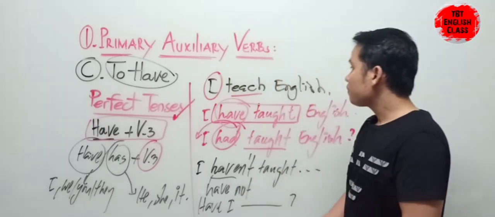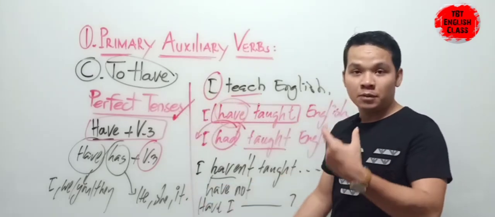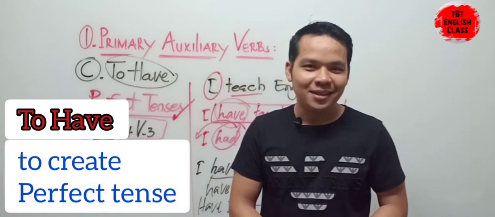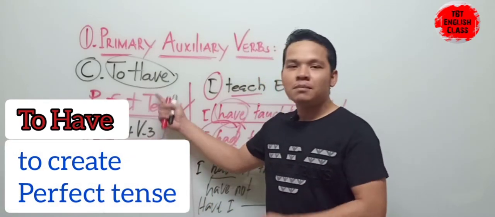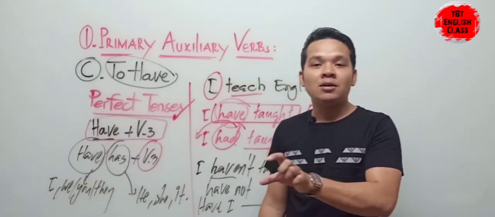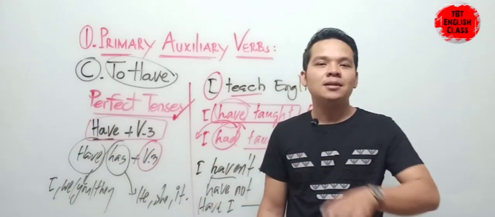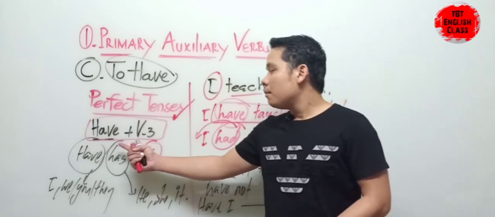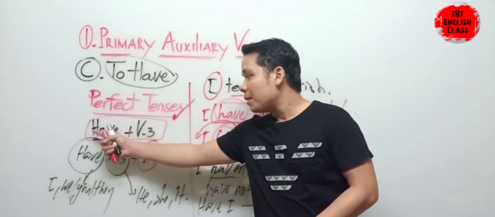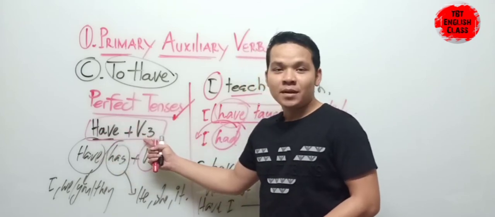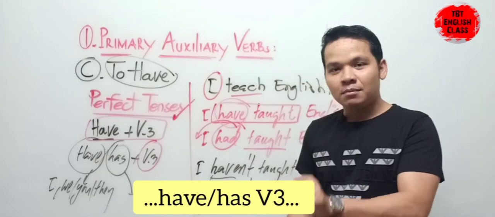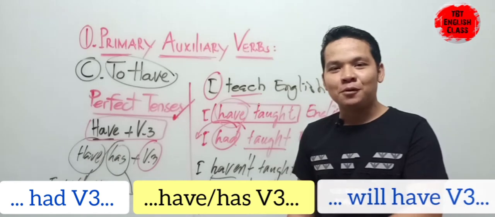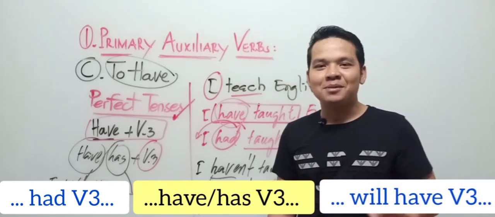Okay, and about the last one, verb to have, we use the primary auxiliary verb to have to create perfect tense only. We talk about a long situation that started in the past and still happens in the present or continues into the future. So perfect tense must be formed by the primary auxiliary verb have plus verb 3. It can be present form have plus verb 3, past form had plus verb 3, or future form will have plus verb 3.